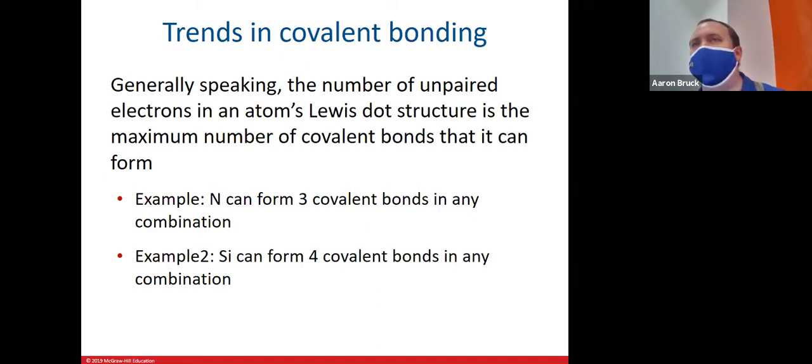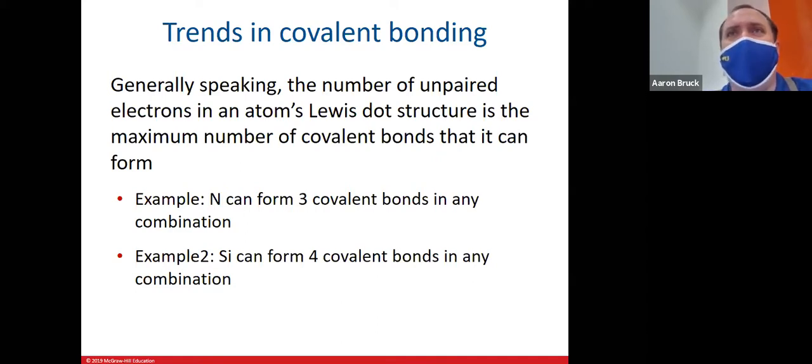So as we saw in the previous slides, the oxygen made 2 bonds because it had 2 unpaired dots. The nitrogen will make 3 bonds because it has 3 unpaired dots. The carbon has 4 unpaired dots, so it's likely to make 4 bonds. Now, what's interesting about the carbon is that it will not make 4 bonds with itself.